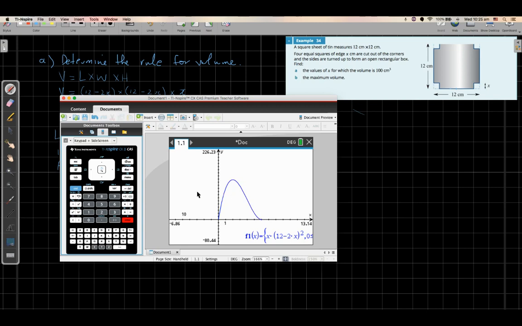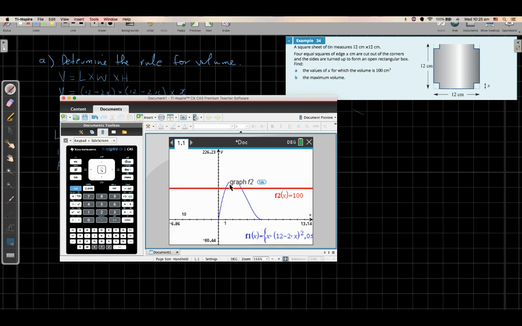To do that second graph, you hit tab, and then it's simply equals 100. So this is f2 of x, which represents the y axis, and the y axis is volume. This is volume equals 100. Return, and there you have a line that represents the volume equals 100.